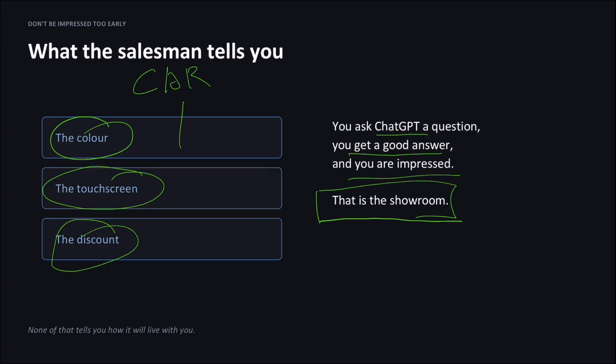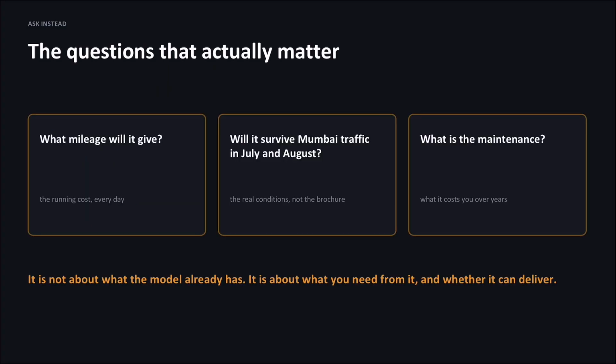As I spoke about the car salesman, but there is a hidden reality to it. The color, touchscreen, and discount are actually not enough for you to decide whether this car is helpful for you, or this car will actually satisfy your need or not. So, what do you need to ask instead? The question that actually matters: what mileage will it give, right? The running cost every day. If the car is very fancy but it gives you a mileage of only like 2 kilometers per liter, then you will soon go bankrupt, right? You may not be able to afford, or even drive the car.